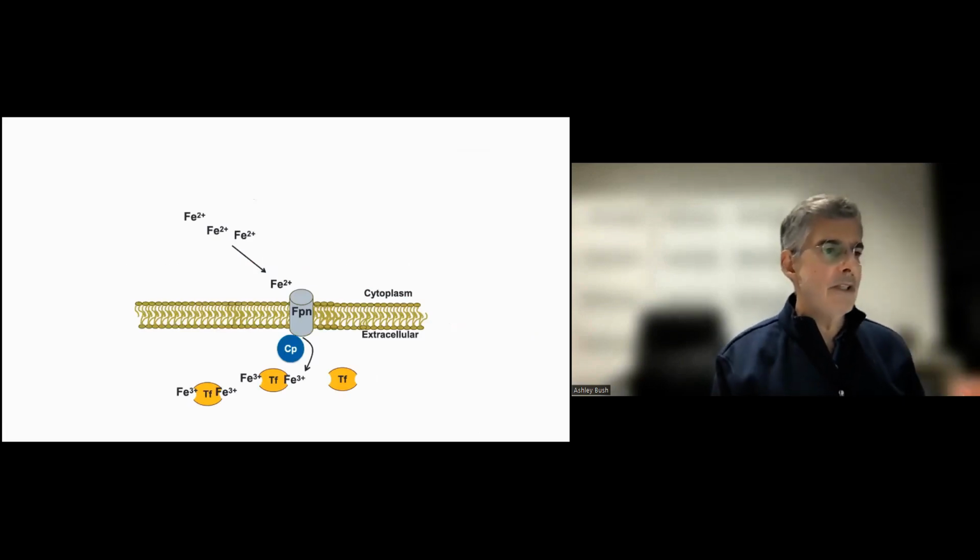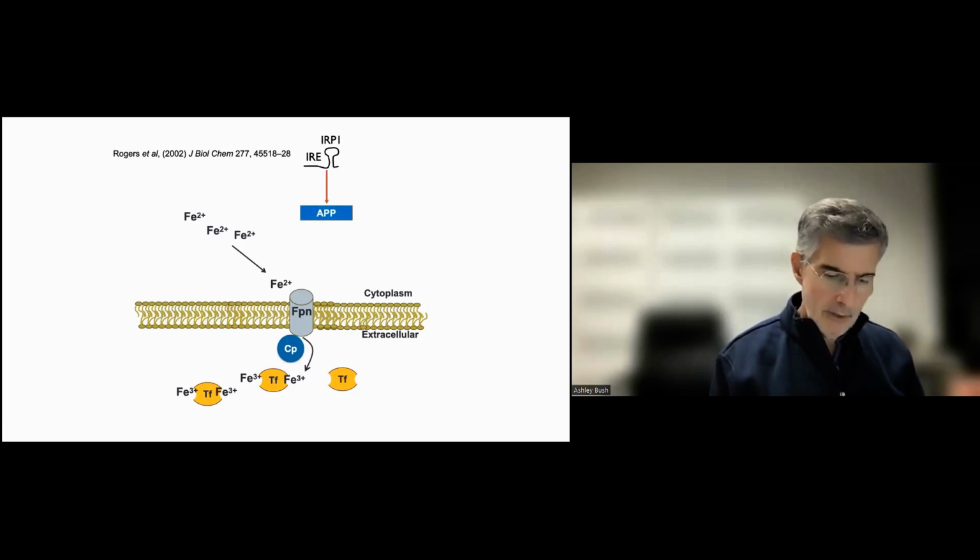This shows you the canonical export pathway for iron from any cell, where iron from the cytoplasm moves to the outside through ferroportin. And ferroportin in the plasma membrane is the only way that iron can egress from the cell. The iron is then loaded onto transferrin through the activity of ceruloplasmin, and this is how the iron is exported in the extracellular fluid. Now, APP expression is promoted by iron through an iron-responsive element in the 5' UTR of the transcript.